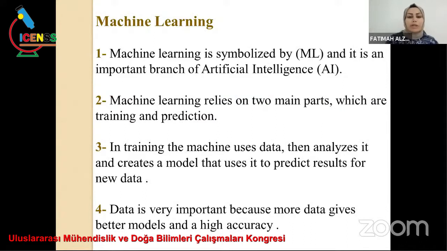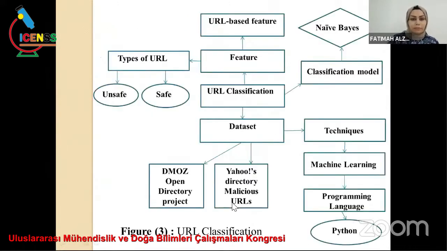Machine learning. Number one, machine learning is symbolized by ML, and it is an important branch of artificial intelligence. Machine learning relies on two main parts, which are training and prediction. In training, machine learning uses data, analyzes it, and develops a model that uses it to predict results from new data. Data is very important because more data gives a better model and higher accuracy.